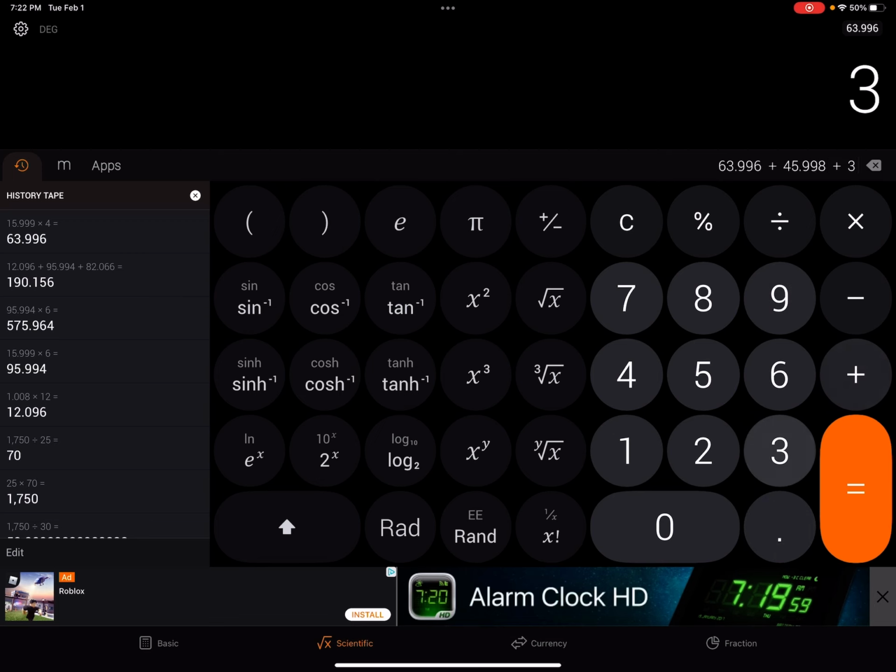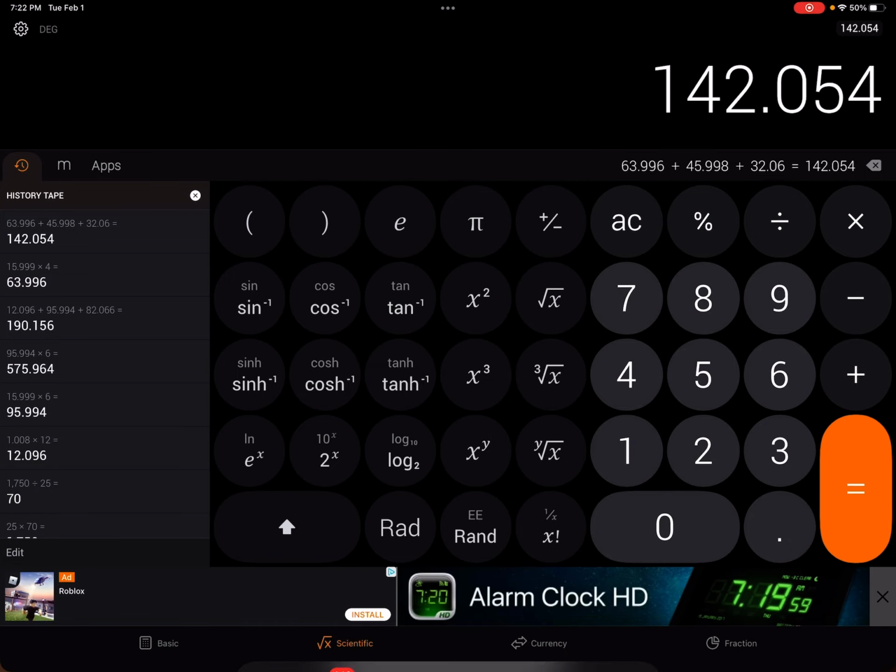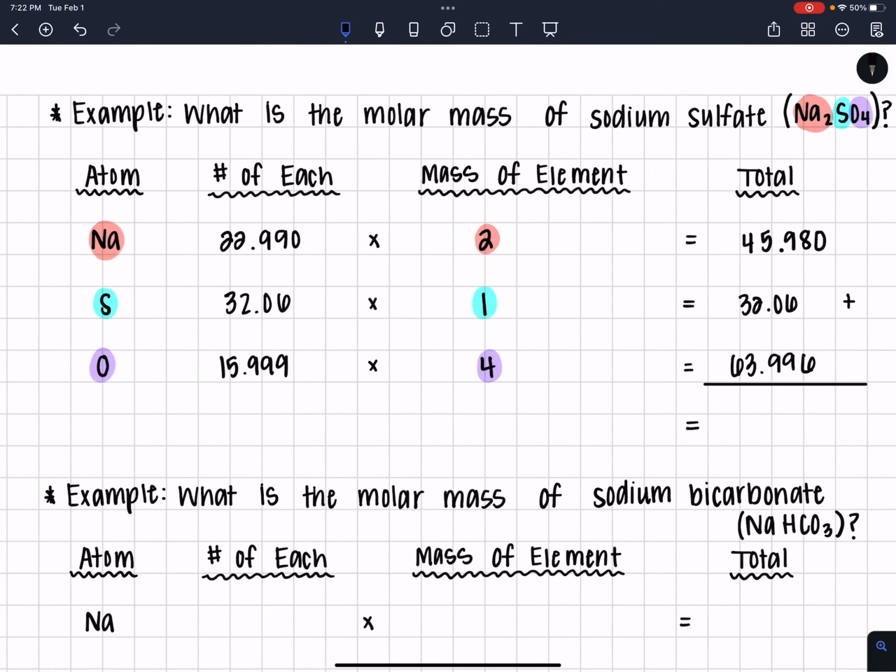45.998 plus 32.06. And that gets us 142.054 grams per mole. So that is the molar mass of this compound.